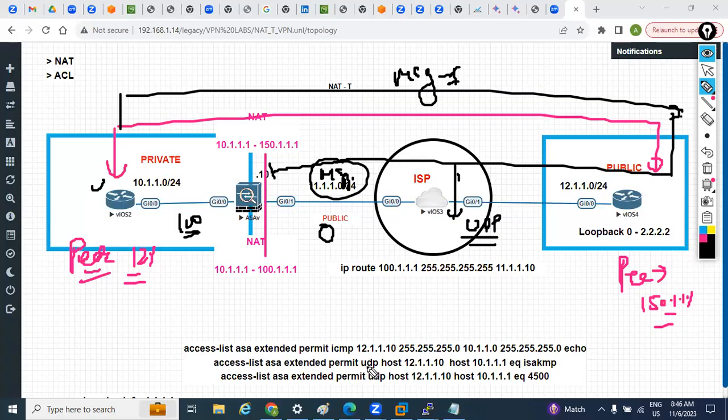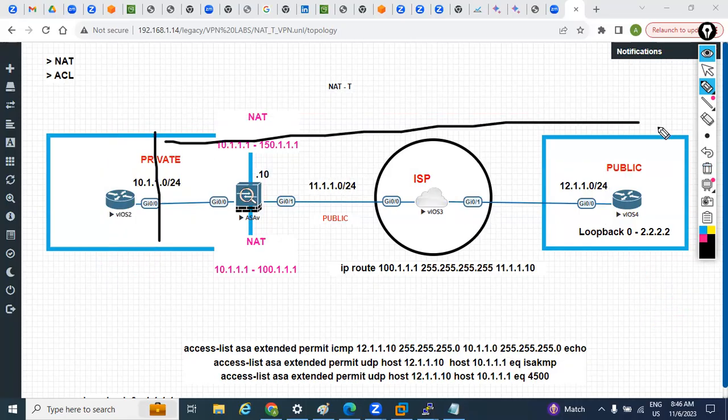Again, for UDP, we have to allow ISAKMP packets here, where the source would be this device and the destination would be this device. And I'm talking about the ACL here. So you know, first there would be NATing and after that there would be the ACL. So the ACL you have to define for the private network. Yes, guys, is this clear or not? Why do we have to allow ISAKMP? First try to understand why we have to allow ISAKMP here. Is that concept clear or not?